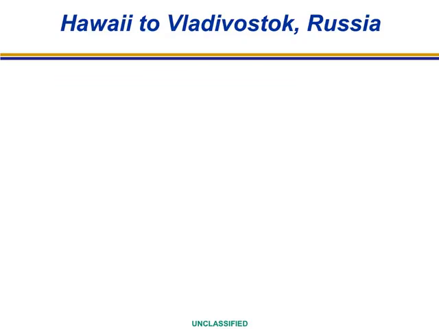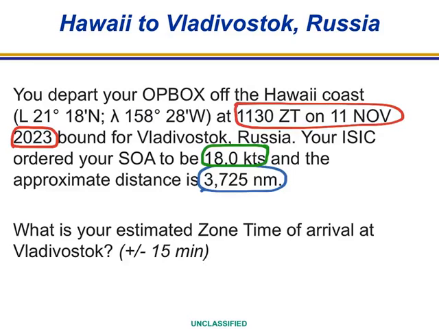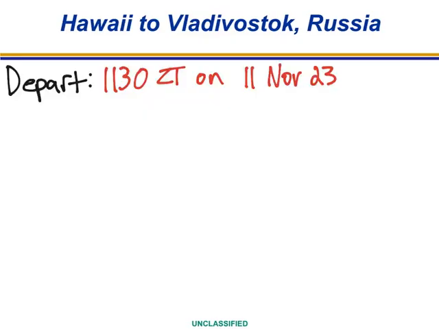So first off, let's write down our given information. We need to depart at 11:30 zone time on 11 November 2023. The first thing that we need to do is convert this zone time into GMT, because the math becomes much easier if we do all of our math in GMT, Greenwich Mean Time. The first step of that is to figure out 11:30 zone time on 11 November 2023. What is that in Zulu? And you can either say Zulu or GMT just to keep it consistent across the board here. We're going to use GMT.